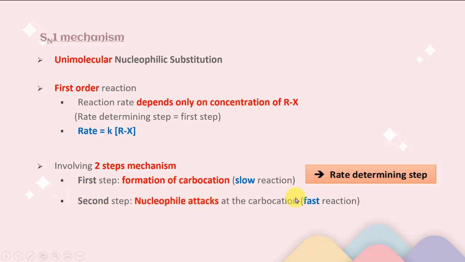The nucleophile will attack at this carbocation, and the second step is the fast reaction. Since only the haloalkane is involved in the first step, the rate determining step, that's why the name is called unimolecular. The latter one refers to the fact that only one species is involved in the rate determining step. Another important characteristic of the SN1 mechanism is that the carbocation is involved as the intermediate, a species between the reactants and the products.